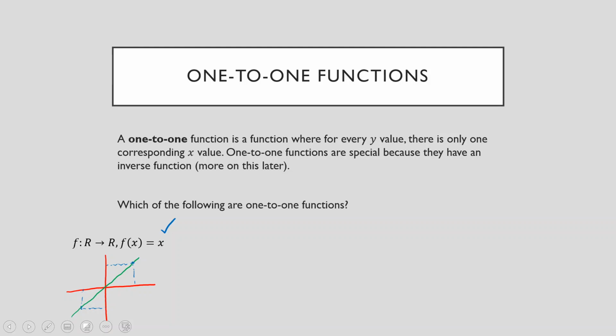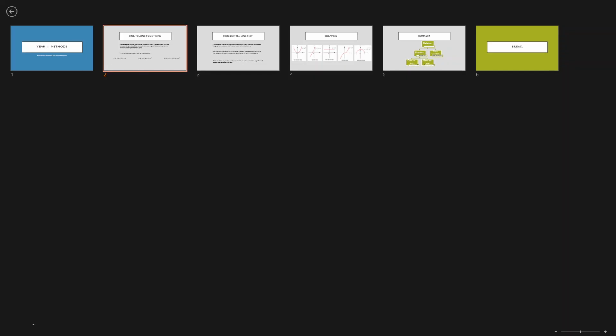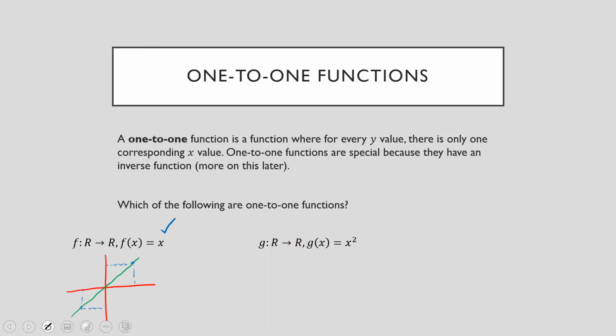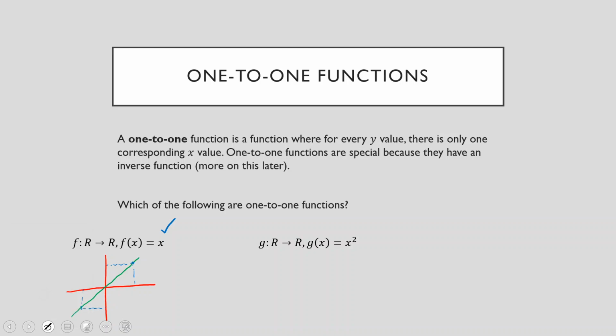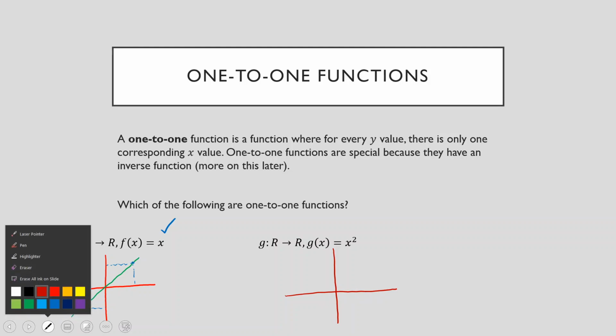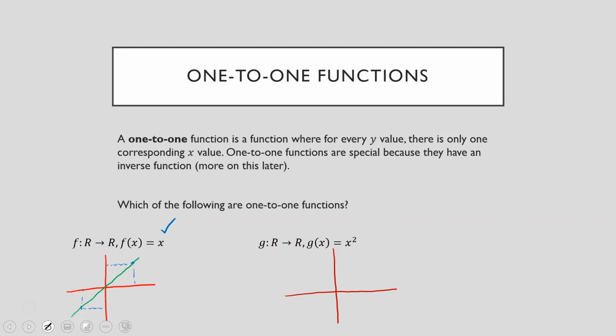Right, what about something else? Let's say we've got another function, g of x equals x squared. You should recognize that this is the equation for a parabola. So let's draw our Cartesian plane, and let's draw our parabola on top of that. So we know it's going to look like this.